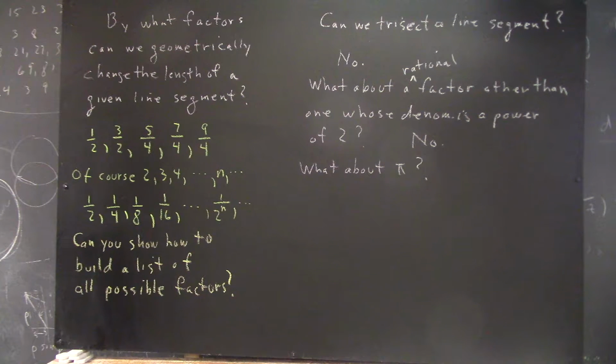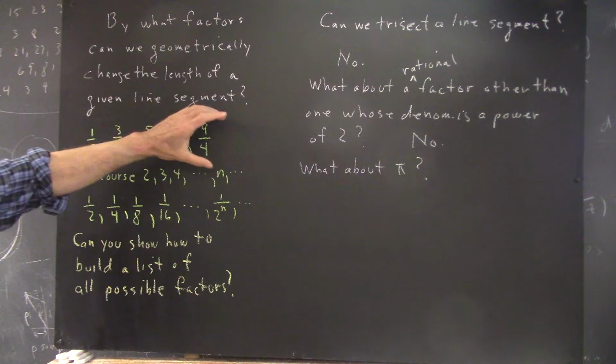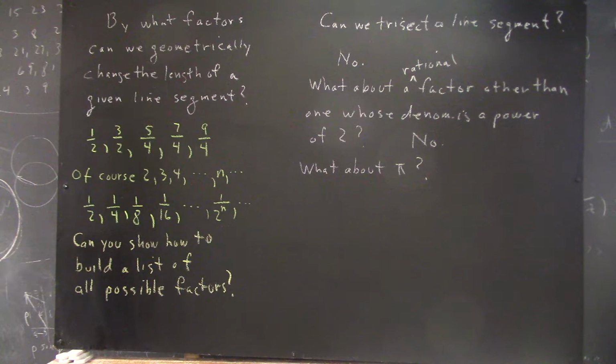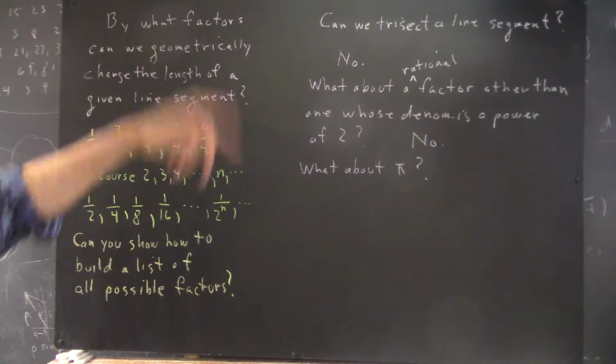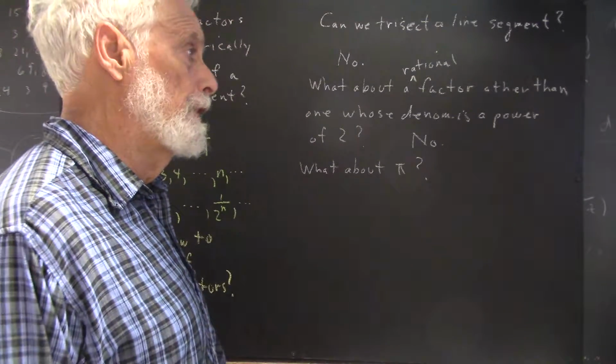Okay, so then a question is, can you show how to get a list or multiple lists that would indicate all possible fractions of this nature? That would be a good start. Okay, then we add the related question: can you trisect a line segment?